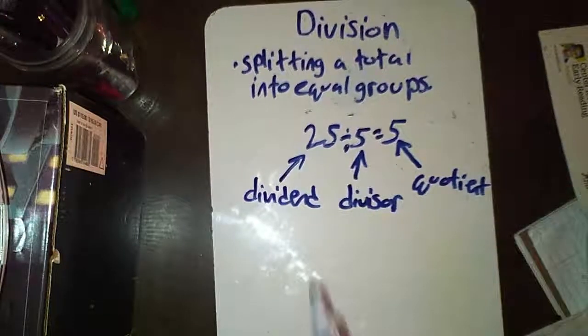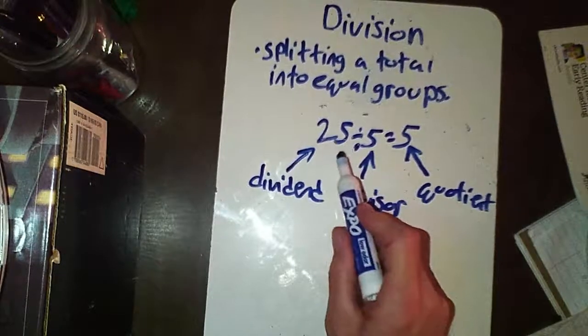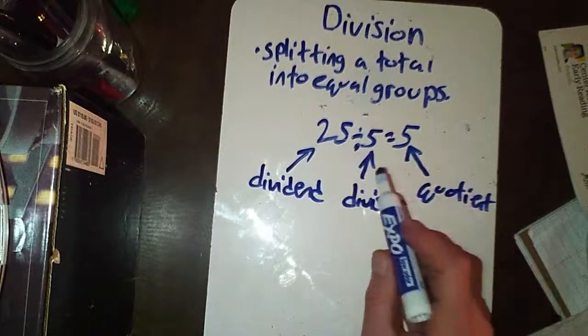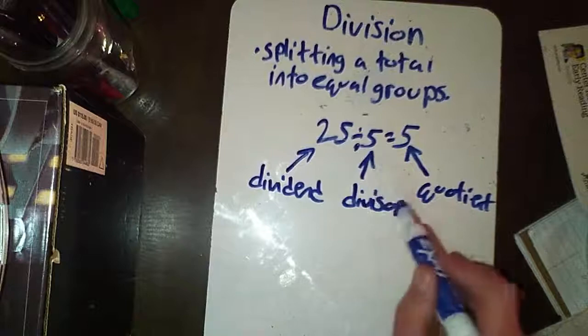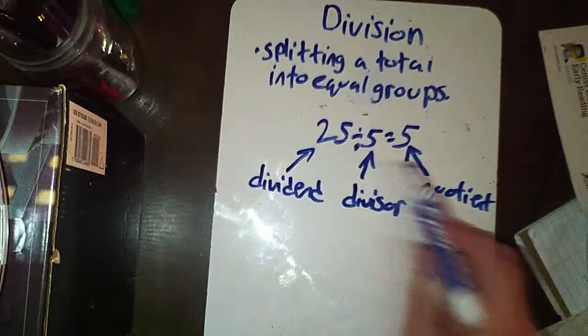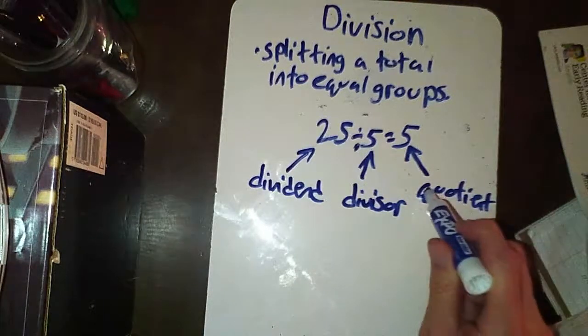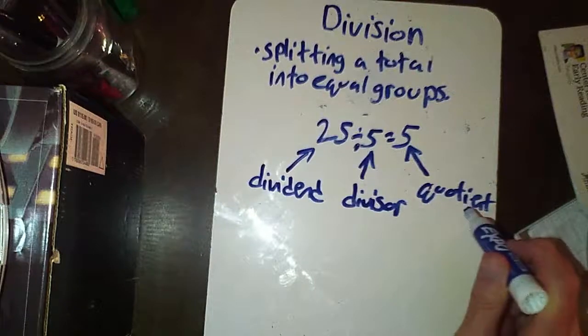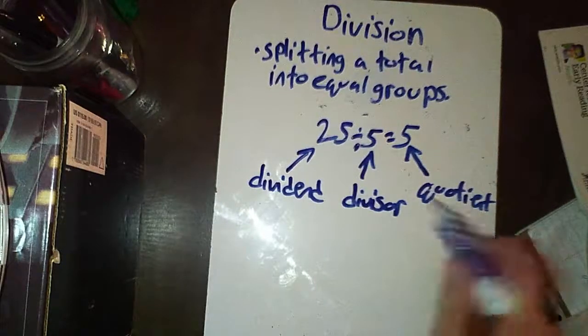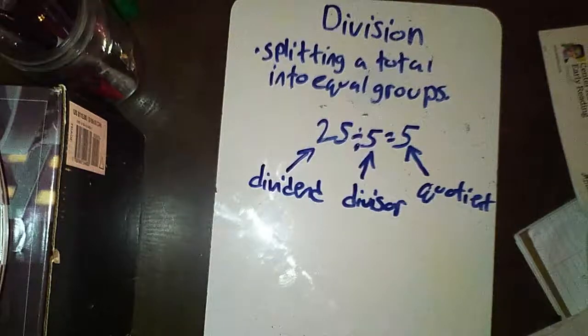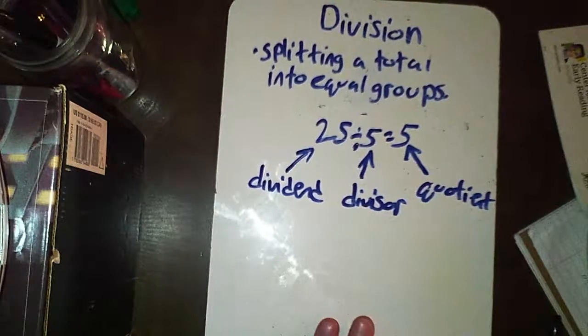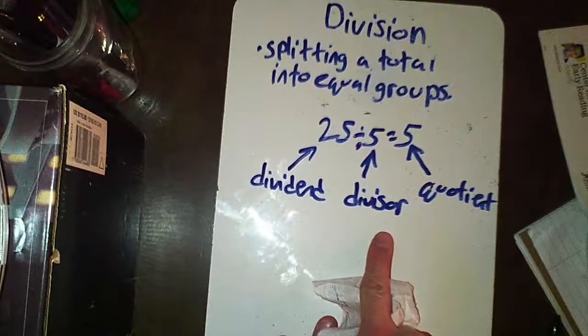All right. Dividend is the number being divided. So in this case, 25 is the dividend. Divisor, the number we're dividing by. So in this case, the divisor is 5. And then the answer we get is called the quotient. In this case, the quotient is 5. So the quotient of 25 divided by 5 is 5. All right. So that's our terminology: dividend, divisor, and quotient.